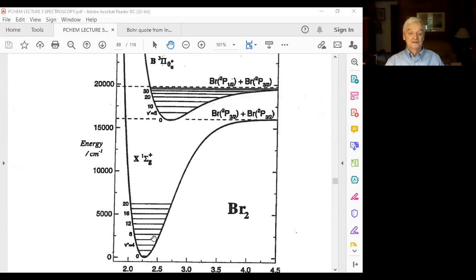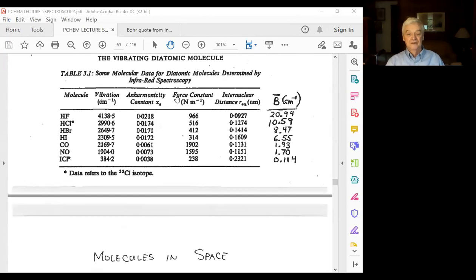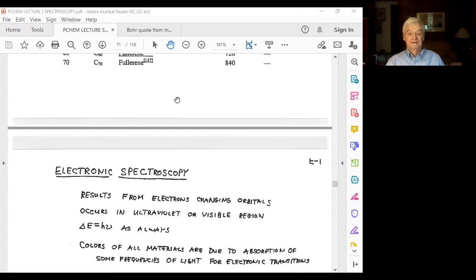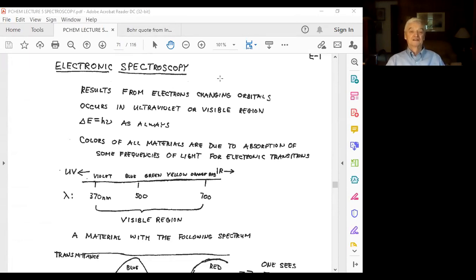The other thing to notice, at the bottom here, is the bond distance. The bromine-bromine bond in the diatomic molecule is about 2.3 angstroms. But up here, you can see this is something like 2.7 angstroms. So when the bond order goes from 1 to a half, the bond gets weaker and longer. Okay, so that's just a preliminary introduction to electronic spectroscopy.